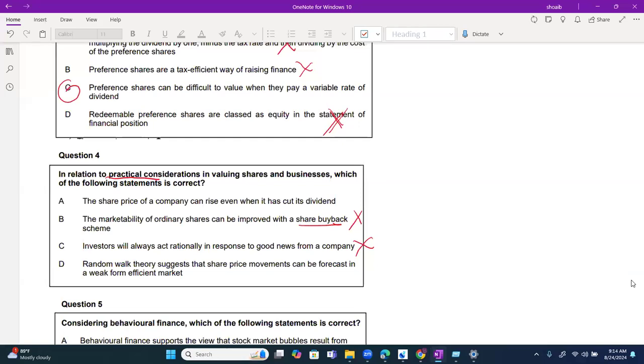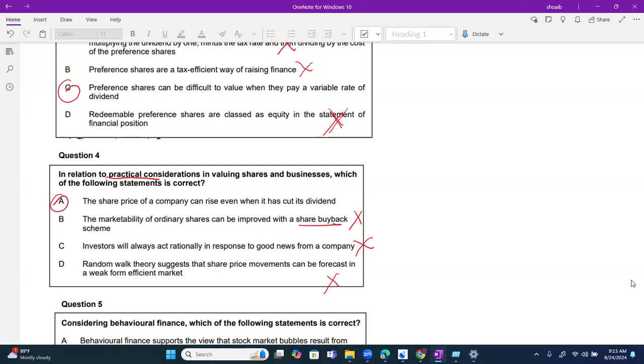Random walk theory suggests that share price movement can be forecast. You can't forecast the share price movement, guys. Random walk theory is the result of good news or bad news; share prices follow a random walk. Not forecast. A is the answer.